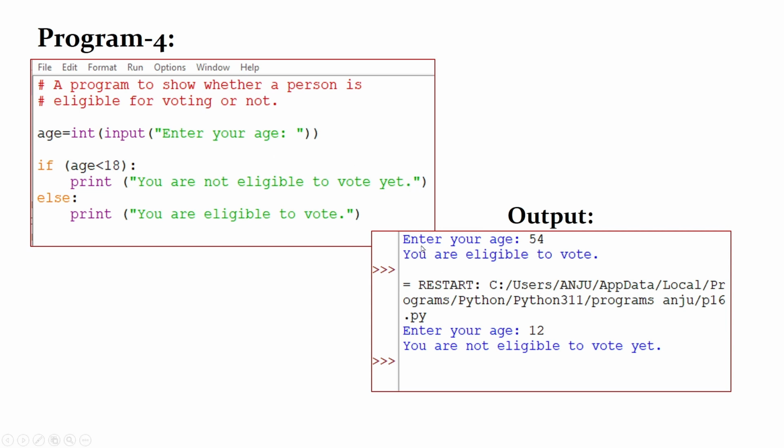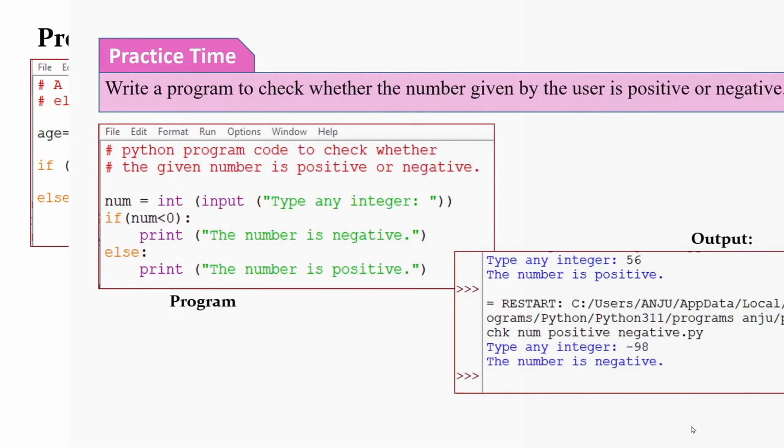So first we put in a value which is above 18. We entered 54, so it is giving the message you are eligible to vote. Now we have run the same program again and entered the age as 12, and now it is giving the message you are not eligible to vote yet. Accordingly, that means we have written our program correctly.